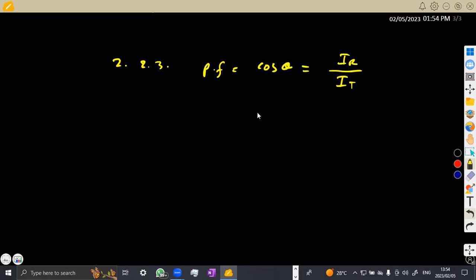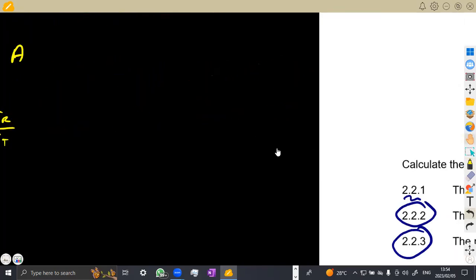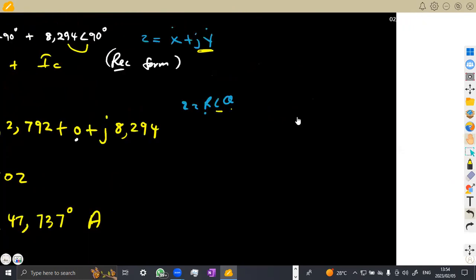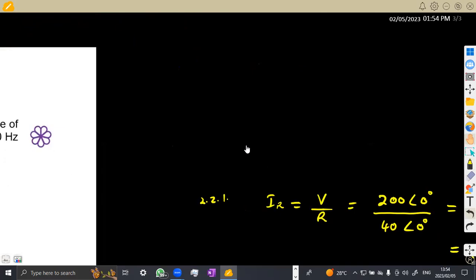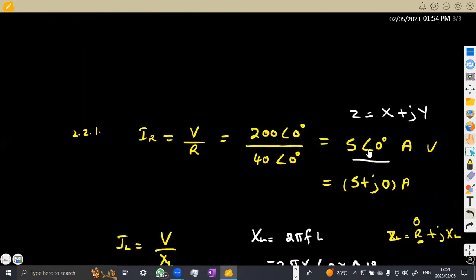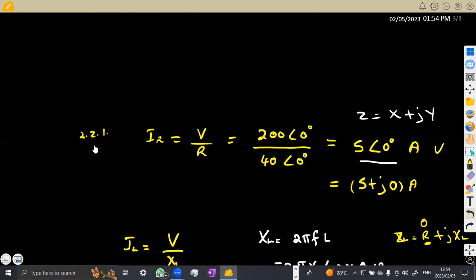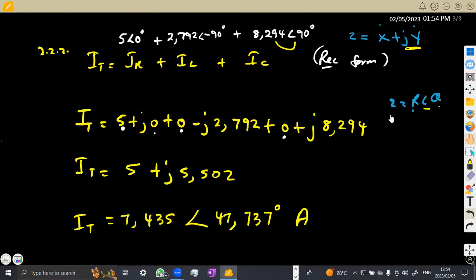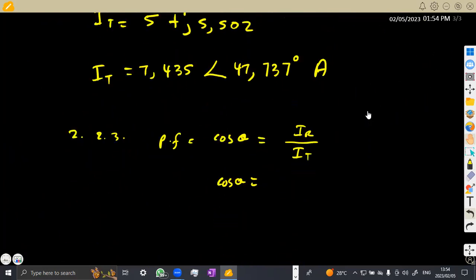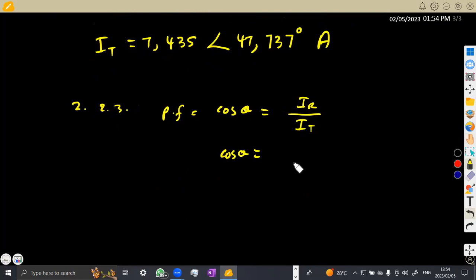So you're going to calculate cos theta, then the power factor. That's the current through the resistor. We calculated that before. If you still remember, I think it was this side here. All right, there it is. That was 5 angle of 0. So I've got 5 angle of 0 over IT, the total current here, this one that we see.